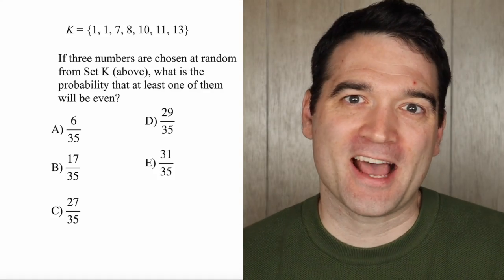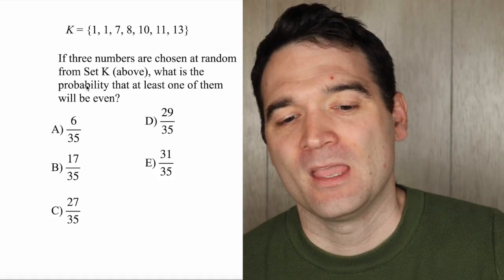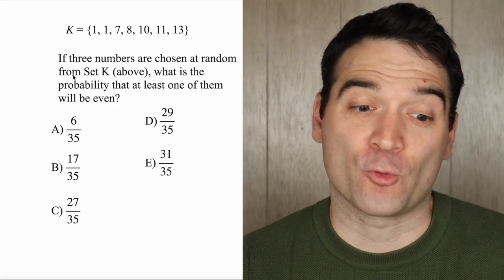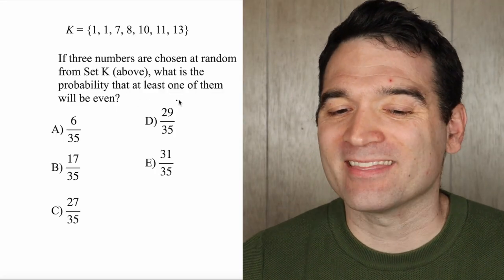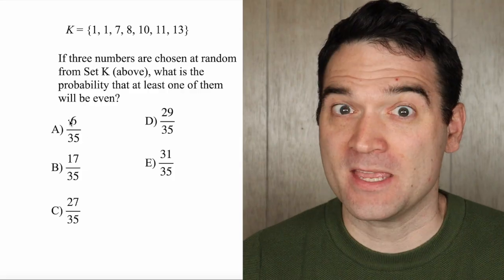Here's a GRE data analysis question. Let's take a look. If three numbers are chosen at random from set K above, what is the probability that at least one of them will be even?